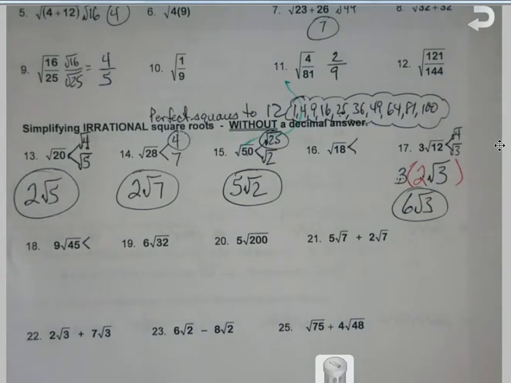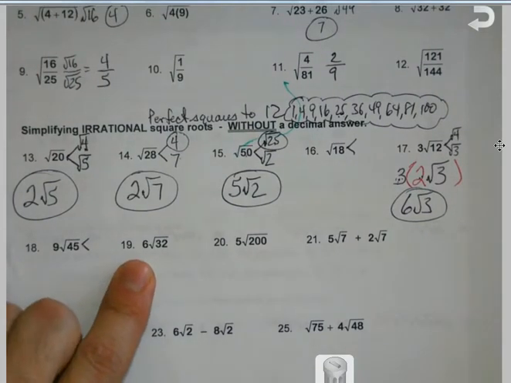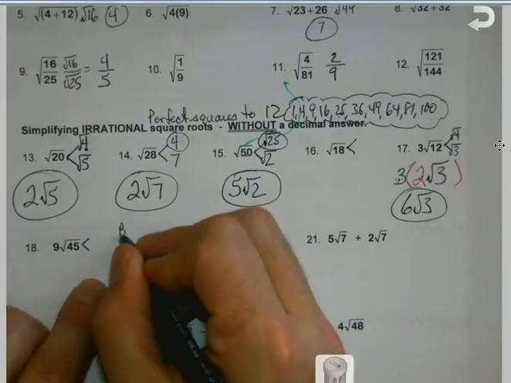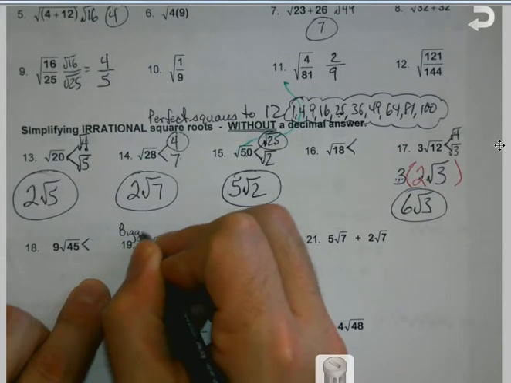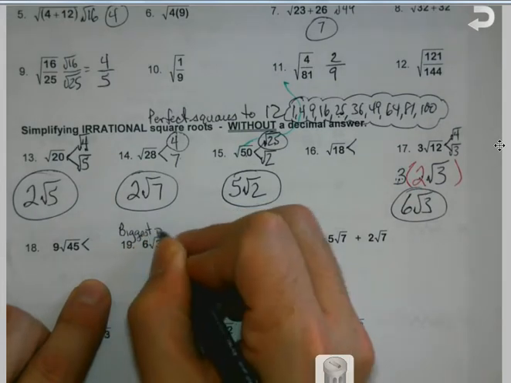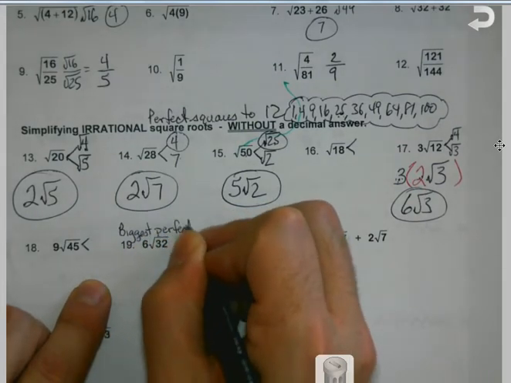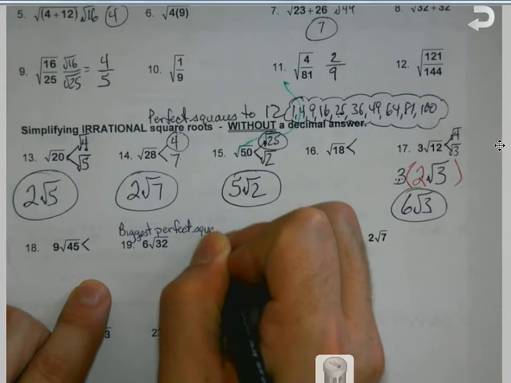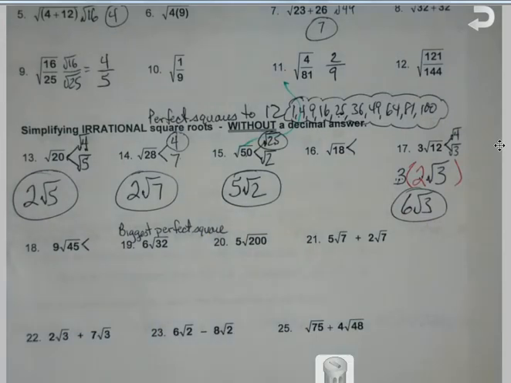I almost did it again. Almost did an even. Not going to do it. 19. Here's where caution's going to have to start coming in. One thing I hadn't mentioned before that I'll make sure I mention now. When you're breaking these down, make sure you get the biggest perfect square possible, because sometimes you're going to have options.